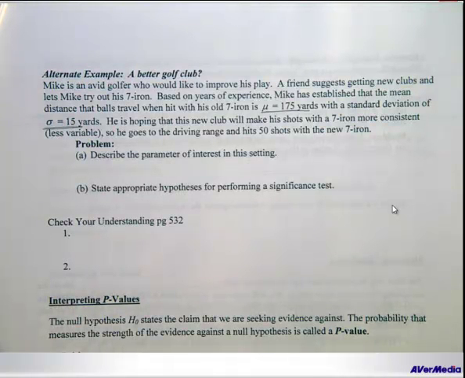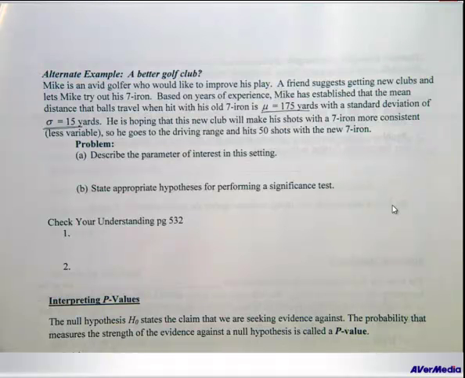He is hoping that this new club will make his shots with a 7-iron more consistent, which means less variable. And he goes to the driving range and hits 50 shots with the new 7-iron. So let me ask you this. We've got means, we've got standard deviations. What number are we really concerned about in this test? What's he interested in?